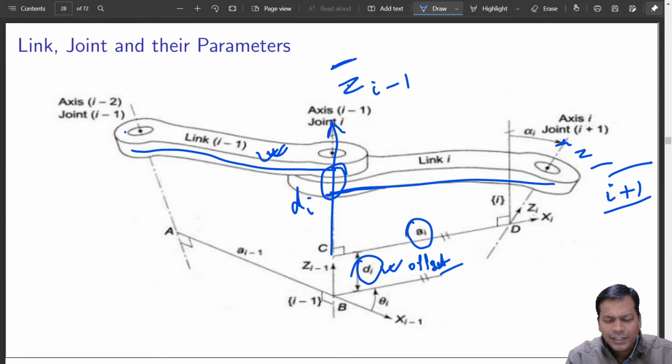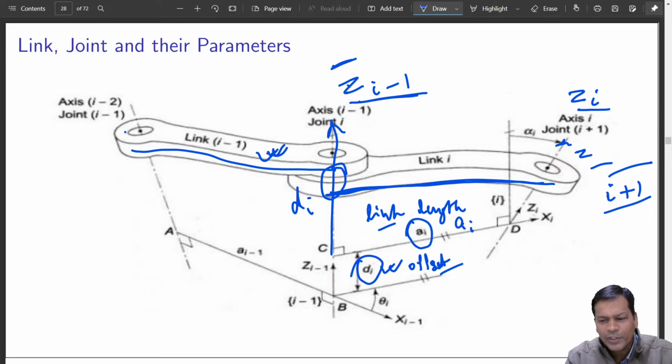What is link length? It is the distance between two z axes, that is zi and zi minus 1. The common normal to zi and zi minus 1 is the link length, given as ai. So that is a common normal between zi and zi minus 1. Got it? Okay, so this is your link length.